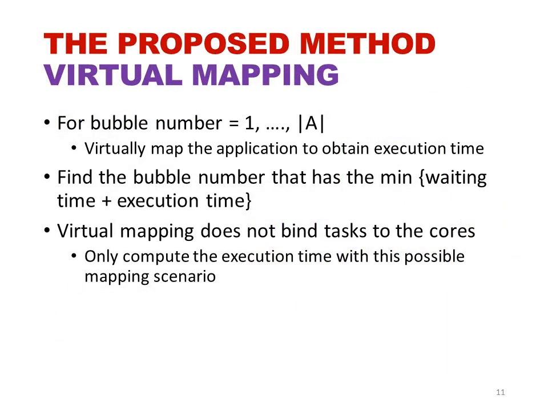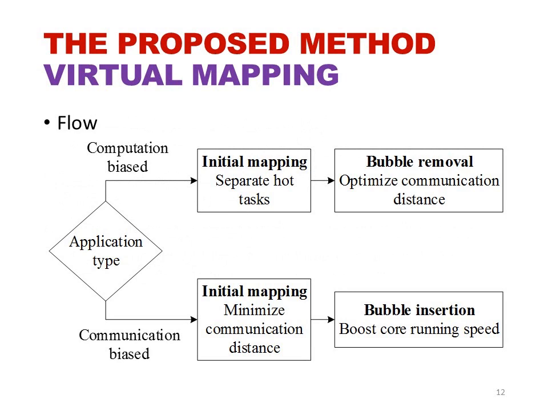Virtual mapping tests and evaluates the execution time with different bubble numbers iteratively. It does not actually bind tasks to the cores. It only computes the waiting time and execution time. And we classify applications into either computation biased or communication biased, and we use different strategies for each of them.